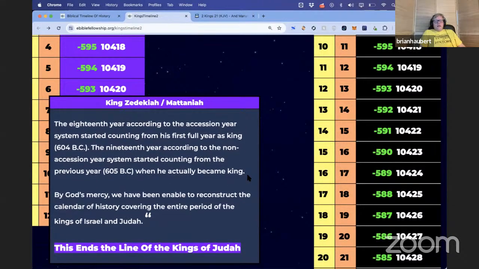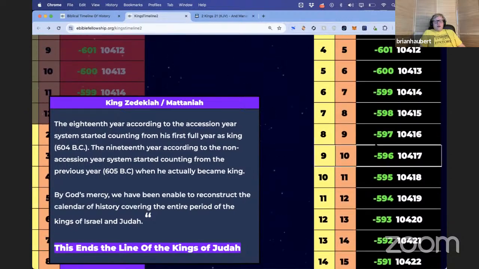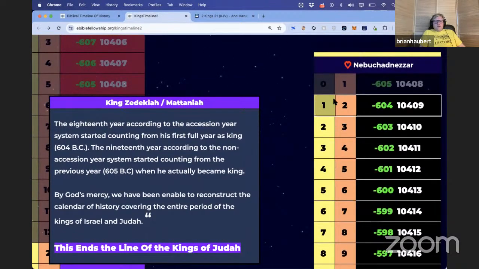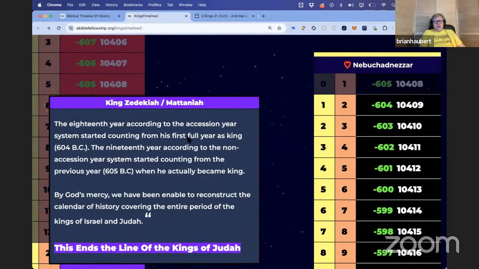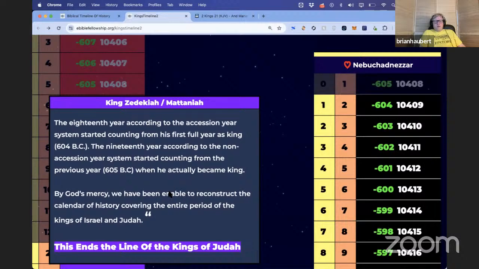The 18th year, according to the accession year system, started counting from his first full year as king in 604 BC. The 19th year, according to the non-accession system, started counting from the previous year, 605 BC, when he actually became king. By God's mercy, we have been enabled to reconstruct the calendar of history covering the entire period of the kings of Israel and Judah.